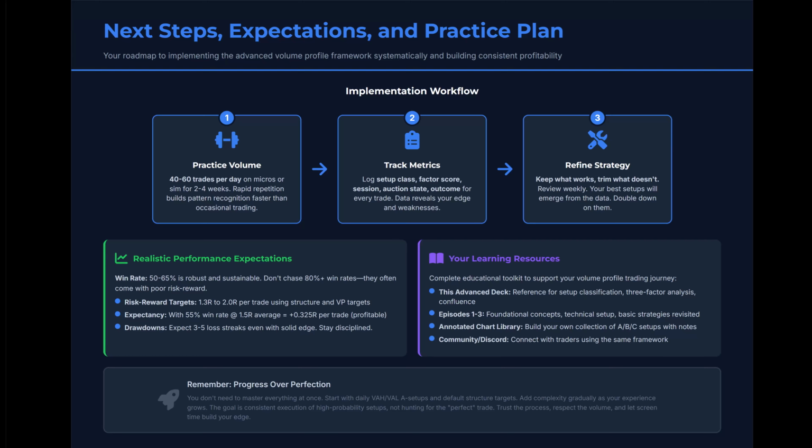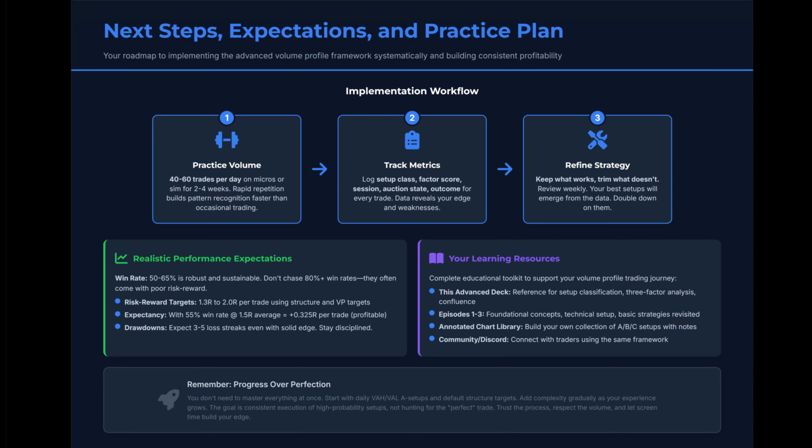Implementation workflow. This is your structured approach to skill development. Follow these 3 steps systematically. Step 1. Practice volume. Take 40 to 60 trades per day on micros or simulation for 2 to 4 weeks. This is not casual trading. This is deliberate, high-repetition practice designed to compress your learning curve. Rapid repetition builds pattern recognition faster than occasional trading.